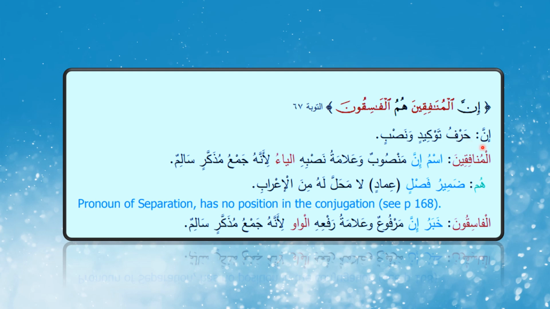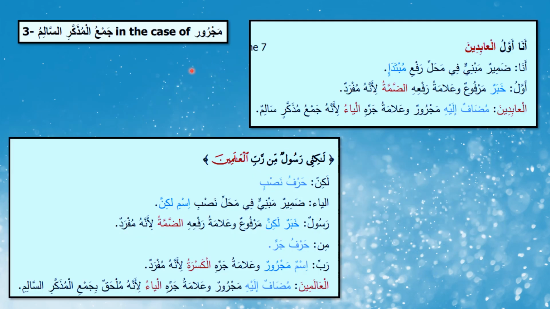So now inna harf tawqid wa nasb, al munafiqin ism inna mansoob wa alamatu nasbihi al ya. You have to say this. Why is it in nasb position? Because you can see the ya, because it's a Jama muzakkar salim. Hum damir fasl imad, it can be called imad also, la mahalla lahu min al i'rab. And فاسقون is خبر إن مرفوع وعلامة رفعه الواو لأنه جمع مذكر سالم. So it's easy. Let's check the i'rab of majroor cases.